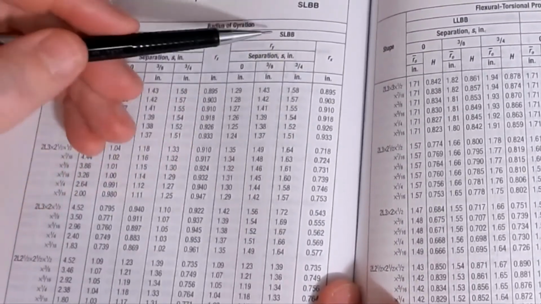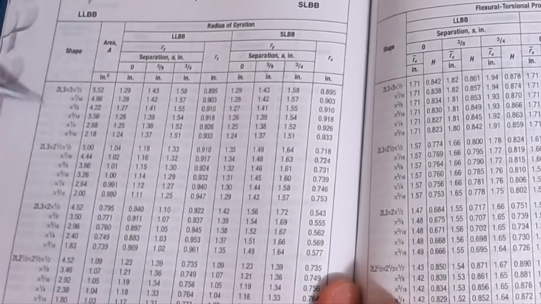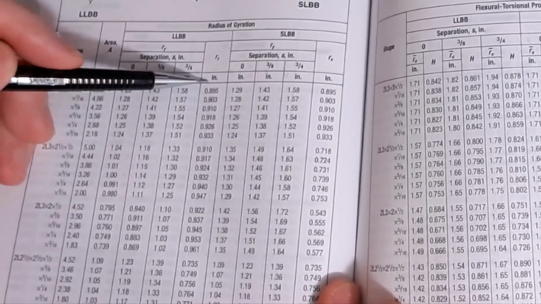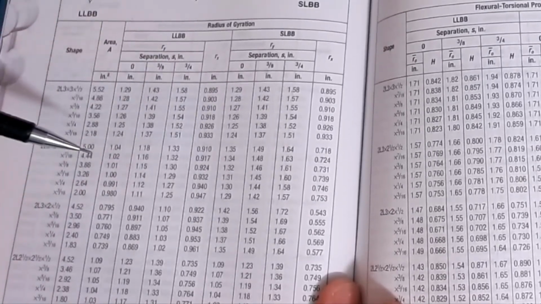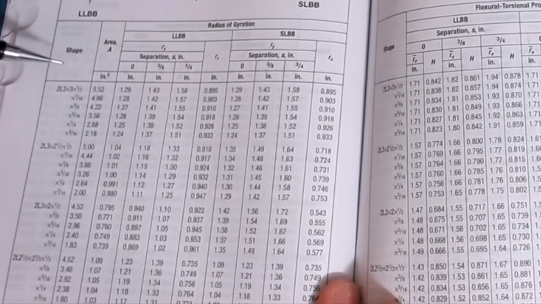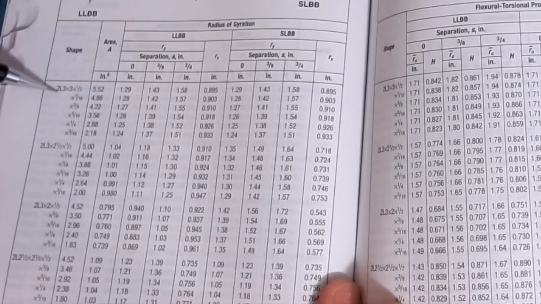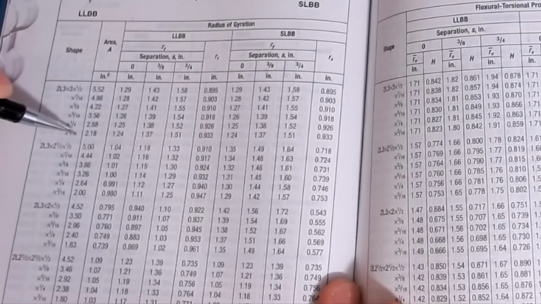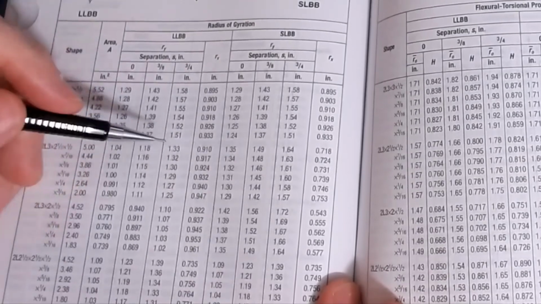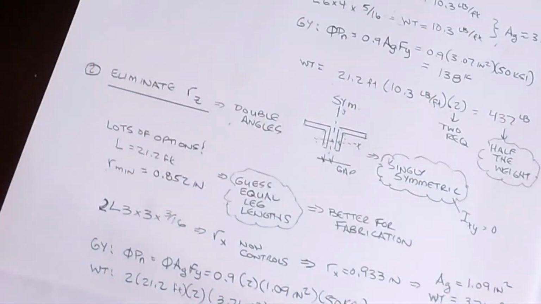All of these work, whether I do short leg back-to-back, well, these are equal legs, so they're going to be the same value. But if you look, all of those work. So let's just take the lightest one. So this is going to be 2 angles 3x3 by 3/16 down here. Okay, and so that will be our shape. And that's where it's coming from.